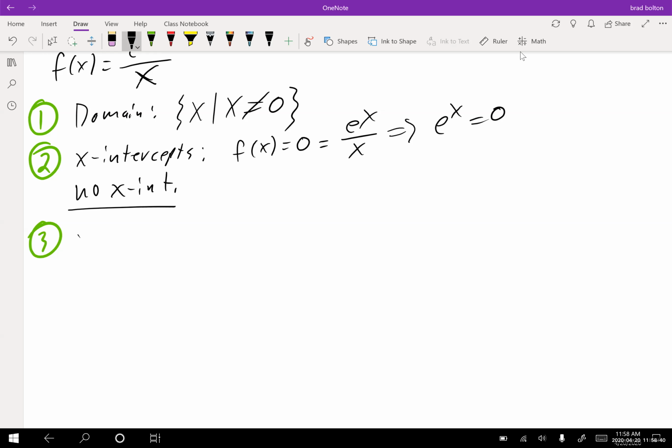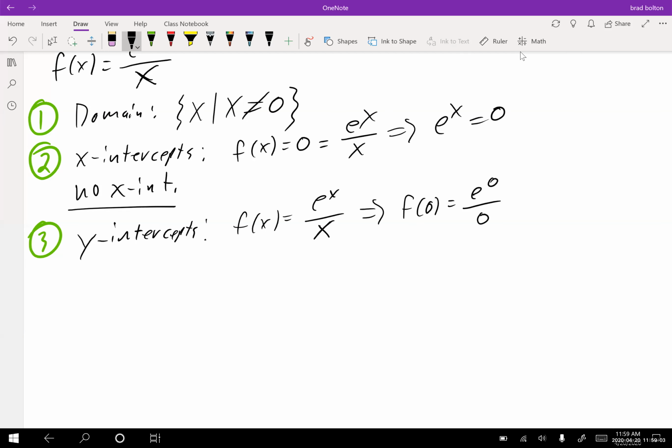Okay. So now we'll go to step 3, or part 3, I guess you could say. And again, something easy. So again, you guys should not be freaking out about this. f of x equals e to the x over x. When would this have y-intercepts? Well, remember, in order to find y-intercepts, you let x be 0. So then you would say f of 0 equals e to the 0 over 0. But you can't do that, so there are no y-intercepts as well.